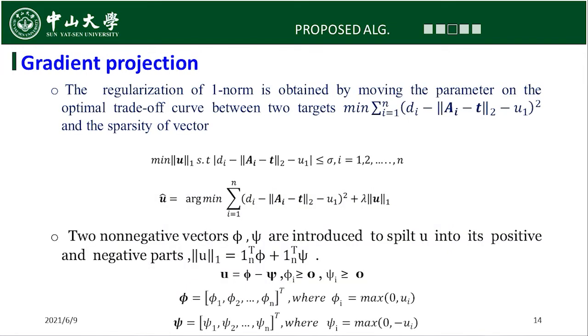The regularization of 1 norm is obtained by moving the parameters on the optimal trade-off curve between two targets, the minimum values and the sparsity vector. Two non-negative vectors are introduced to build U into its positive and negative parts.